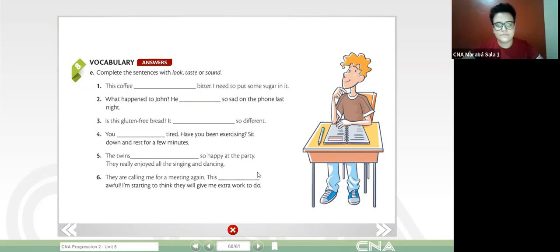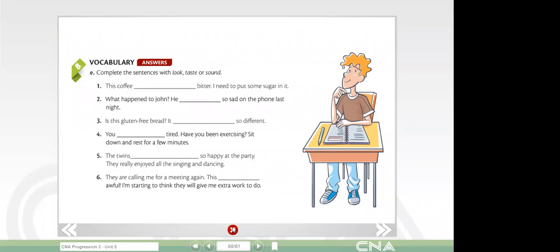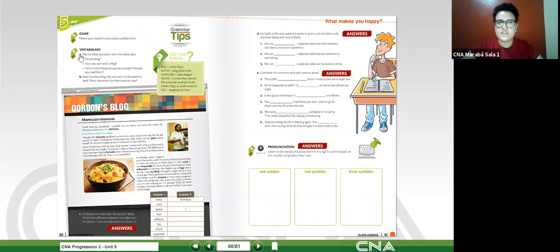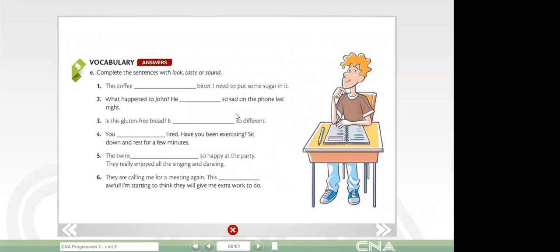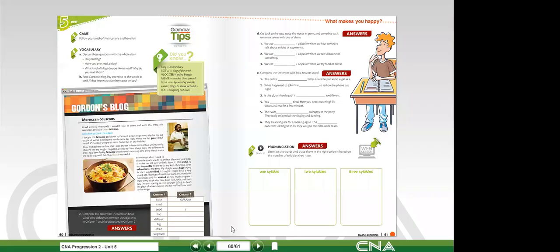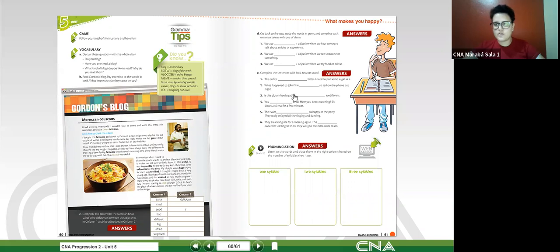On activity 8, we finished letter A, B, C, and D. But did we finish letter E? No, we didn't finish. Okay. So in letter E, we're going to finish right now.